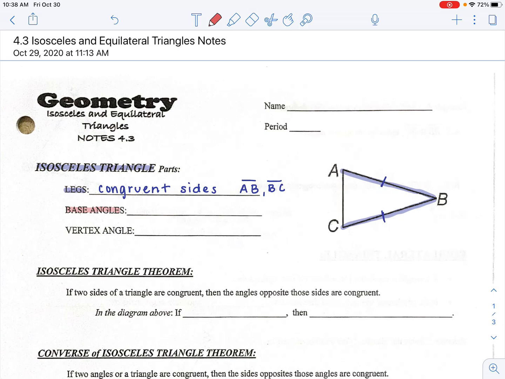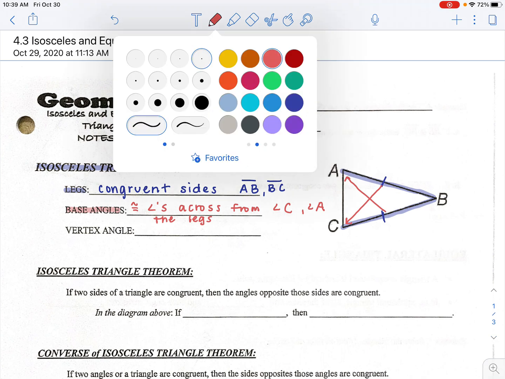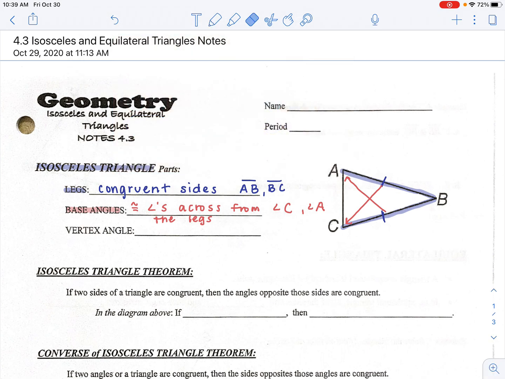We also have these things called base angles. Base angles are the congruent angles across from the legs. So look at this. If I look from across the leg, my first leg was AB. Across from that would be angle C. So angle C is a base angle. The angle across from side BC would be angle A. So angle A and angle C are your base angles.